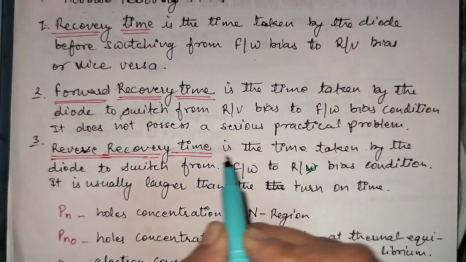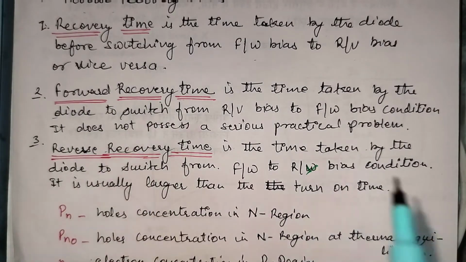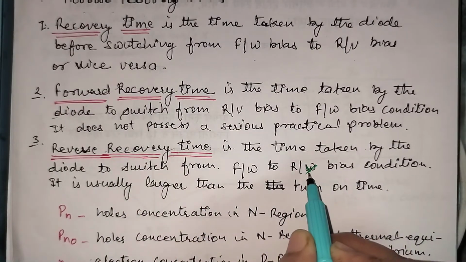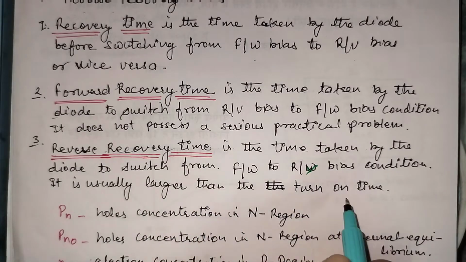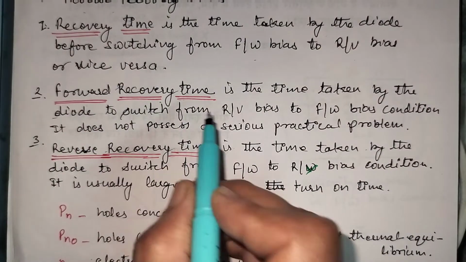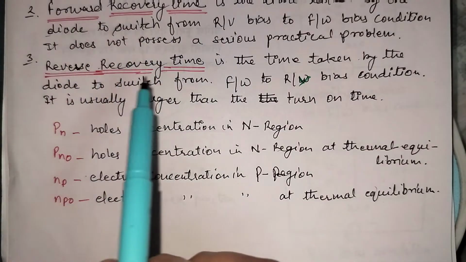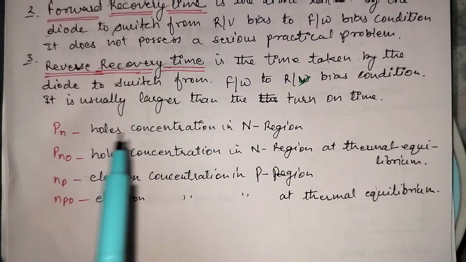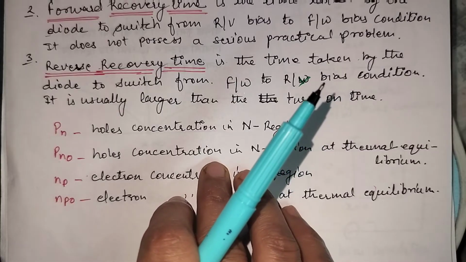The practical problem is posed by the reverse recovery time. This reverse recovery time is the time taken by the diode to switch from forward to reverse bias condition. Usually it is larger than the turn on time, meaning the forward recovery time. To understand the forward recovery time and the reverse recovery time in detail, we have to understand the minority charge distribution across the PN diode junction.